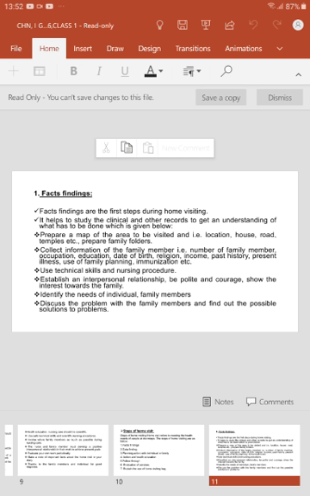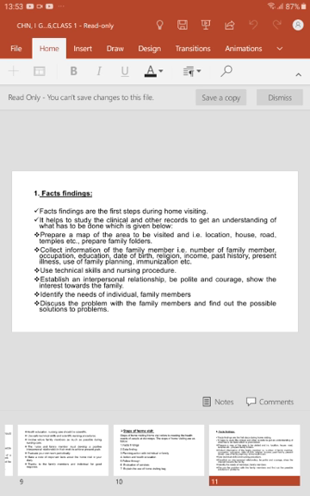Then use the technical skills and nursing procedures. So we can check the BP, blood sugar level, urine analysis, and so on. Then establish an interpersonal relationship. Be polite and courteous and show interest towards the family. So when you are visiting a house, we should maintain a good rapport with those people, and only in a polite, positive manner should you communicate with them. It should be in an interested way also.